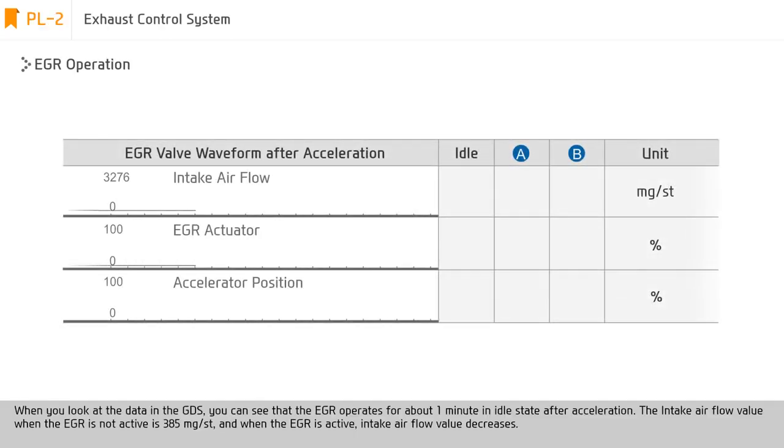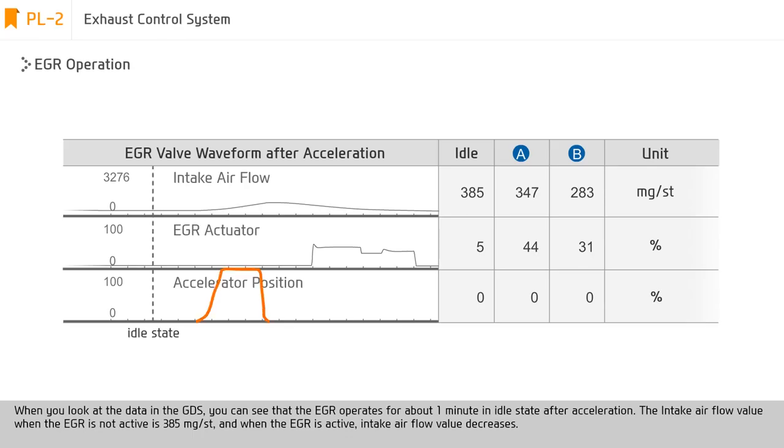When you look at the data in the GDS, you can see that the EGR operates for about 1 minute in idle state after acceleration. The intake airflow value when the EGR is not active is 385 milligrams per stroke. And when the EGR is active, intake airflow value decreases.